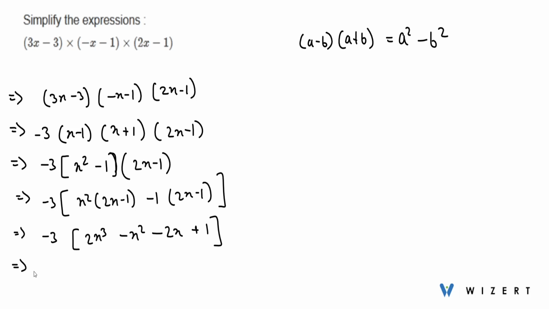So finally our answer will be -6x cube + 3x square + 6x - 3. So this will be our final required answer.